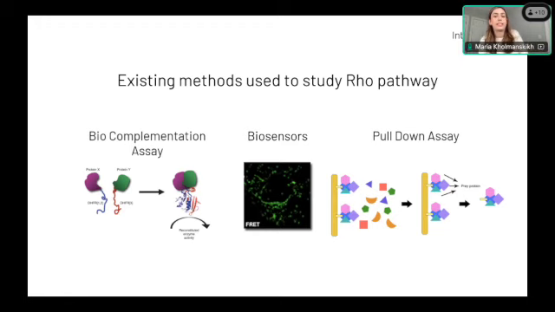While methods do exist to measure Rho GTPase activity, they either only measure a single GTPase and rely on overexpression of exogenous tagged proteins, such as biosensors, where Rho GTPase and effectors are attached to fluorescent proteins, and the biocomplementation assay, which only looks at quantity of activity instead of luminescence. Or they lack cellular and subcellular resolution, such as the pull-down assay, where the cell or tissue are lysed. Most importantly, no existing method measures interactions with specific individual effectors.